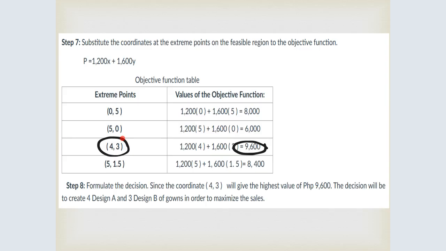9,600 is the optimal solution, and (4, 3) is the optimal point. So that would be the values of our x and y. We need to produce 4 of design A and 3 of design B.